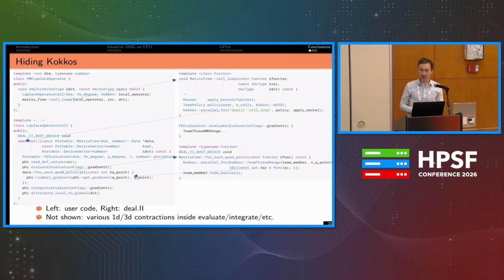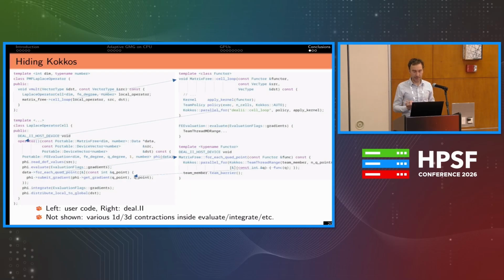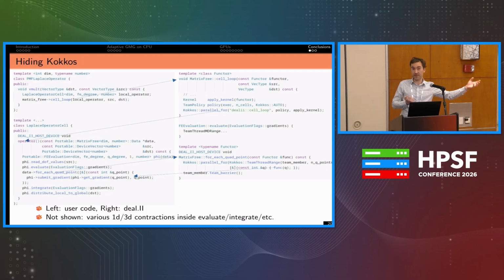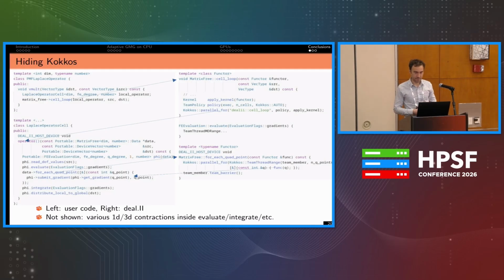I'm not going to show you this here because the point of this slide was to show you that the user basically says, I have a cell loop, these are my finite element variables, and this is the weak form basically that I would like to integrate on the fly. And this is all that the user needs to do to run on device, or multiple devices or whatever.